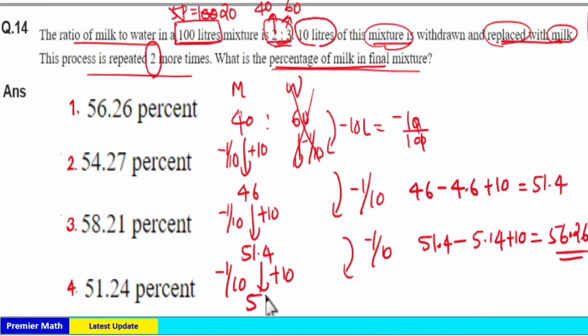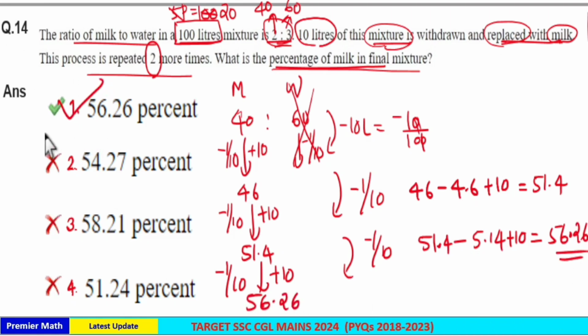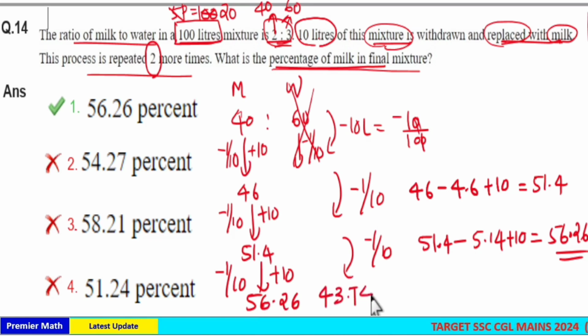So 56.26. Option 1 is your answer. Actually, here if the milk quantity is 56.26, then the water quantity will be 43.74. Total 100 liters, which means 56.26% is the milk part.